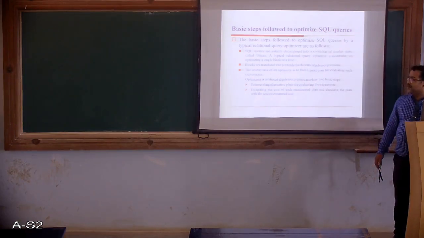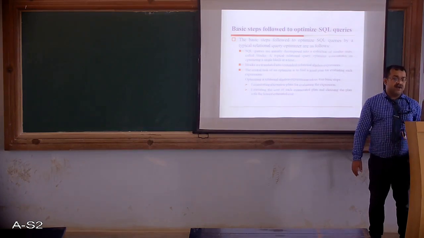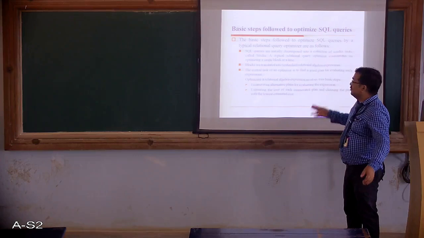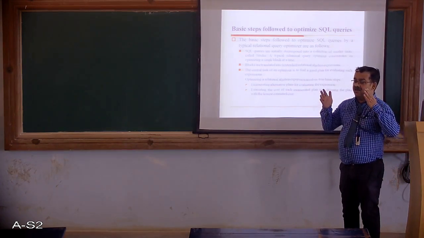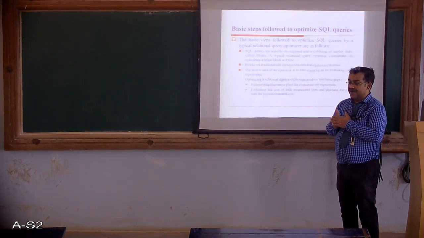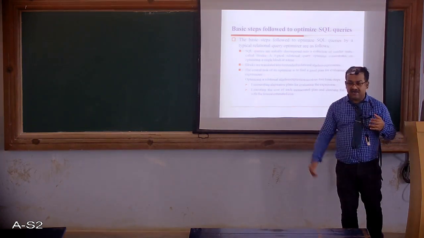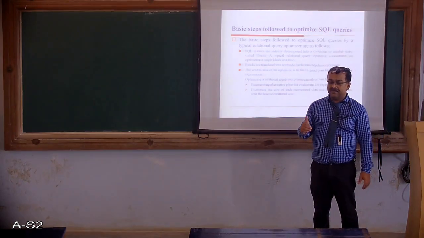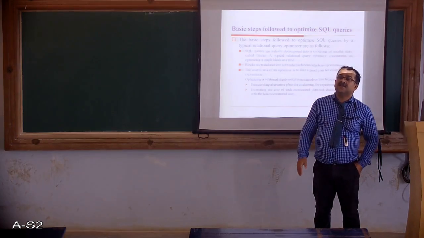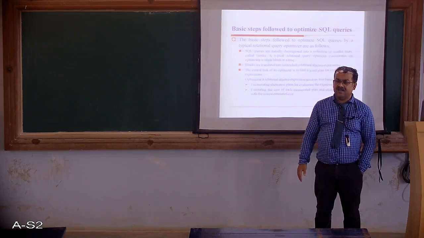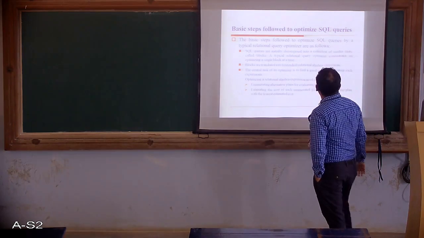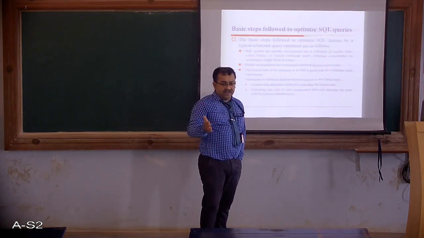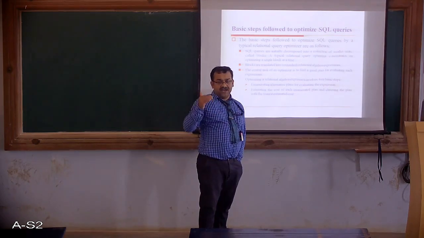Now, the basic steps followed for optimization of SQL queries by the relational query optimizers are like this. When you have such queries, you need to decompose those into smaller units. If you have multiple queries, that is, a nested query structure, then to optimize it, in the nested queries you need to segment the query into a number of blocks. And what is a block? A block is nothing but a combination of select, from, that is, the select, join, and the projection. So we basically break it into a collection of smaller blocks.